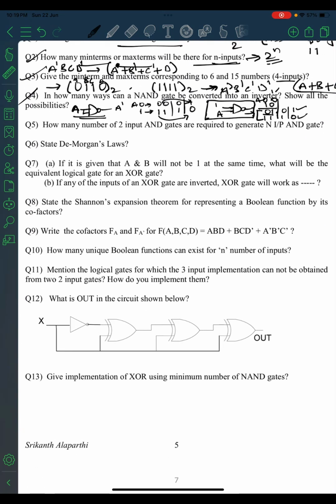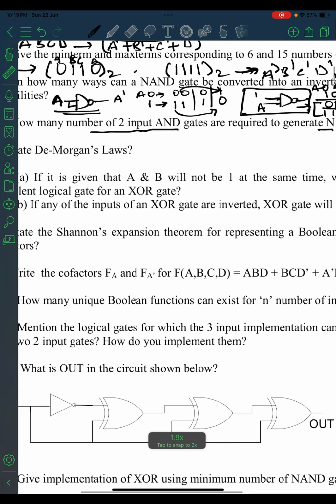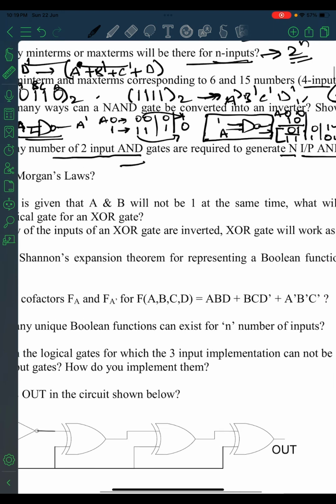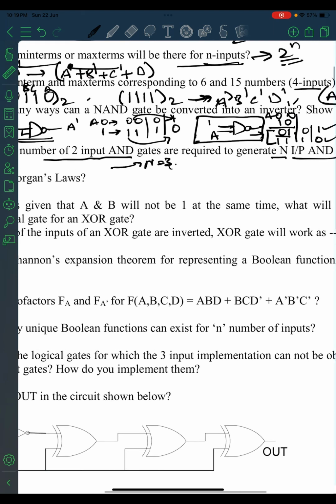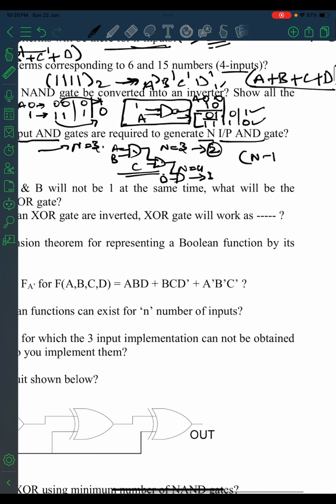Coming to the fifth one, how many two input AND gates are required to generate an n input AND gate? Suppose n is equal to 3, then how can we represent it? A, B, the output can be given to an AND with C, and so on. So for n equal to 3, we got 2 AND gates required. Similarly, for n equal to 4, we will require another AND gate, D. Now it is equal to 3. So the answer will be n minus 1 AND gates.